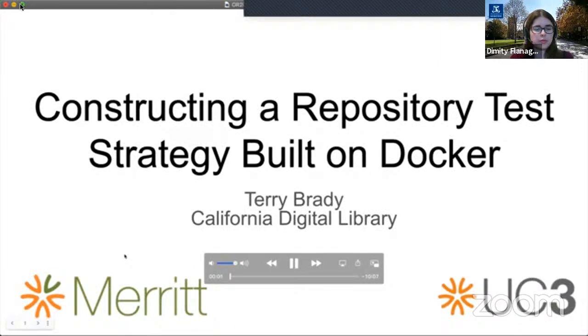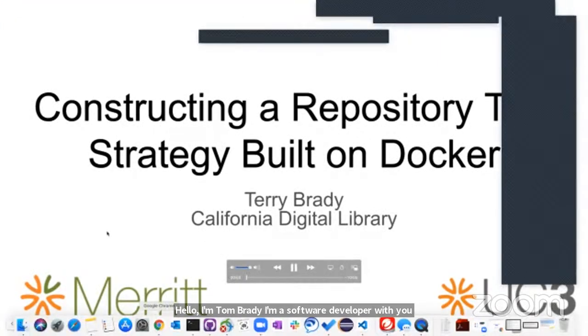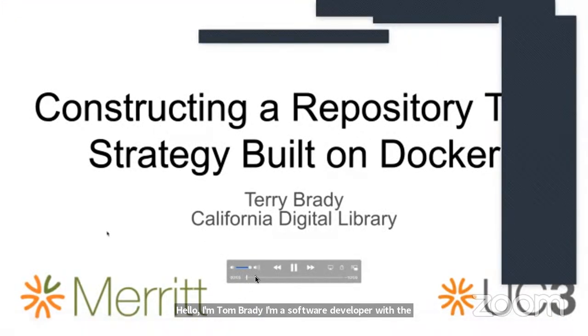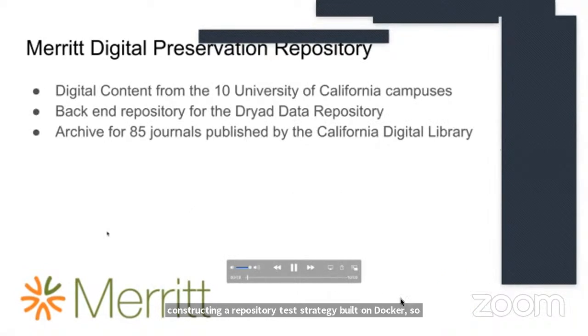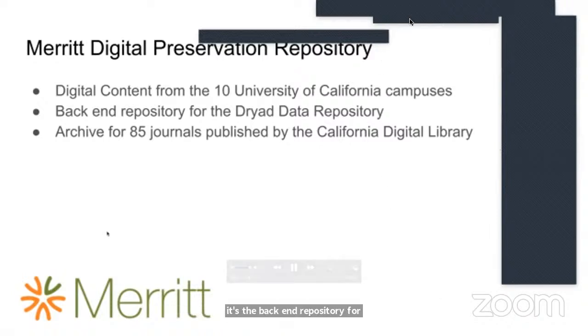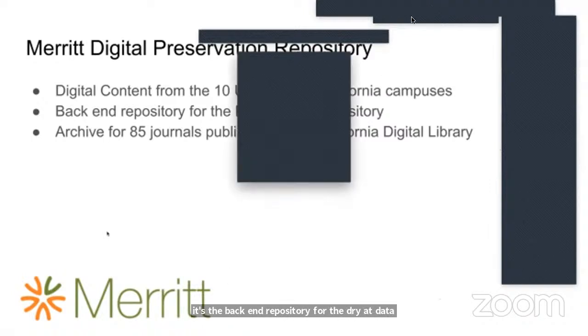Hello, I'm Terry Brady. I'm a software developer with the California Digital Library, and I'm going to talk about constructing a repository test strategy built on Docker. So the Merritt Digital Preservation System houses digital content from the 10 University of California campuses. It's the backend repository for the Dryad data repository, and it houses the archives of 85 journals published by the California Digital Library.